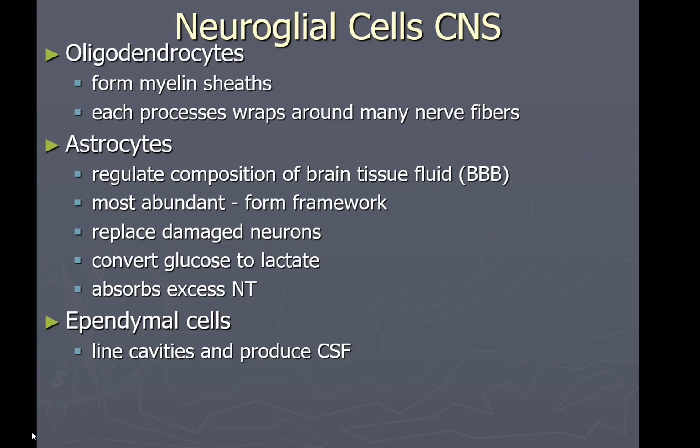And the cerebrospinal fluid has its own function, but one of them is to rinse away wastes and that type of thing. So these ependymal cells help to produce it and then help to circulate it, so we don't want it to be stagnant. And then the last one is called a microglial cell.